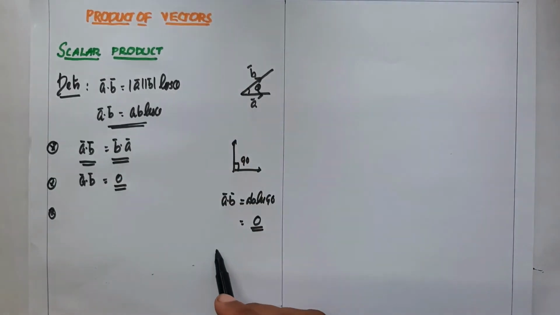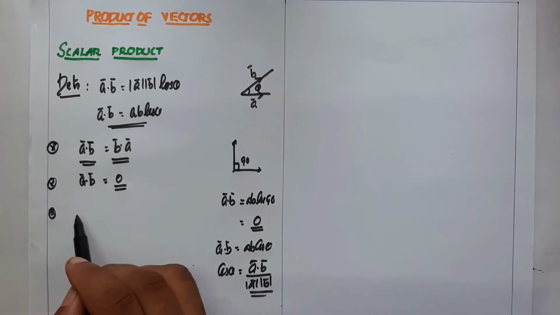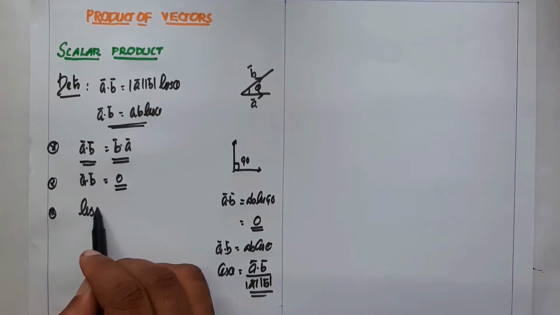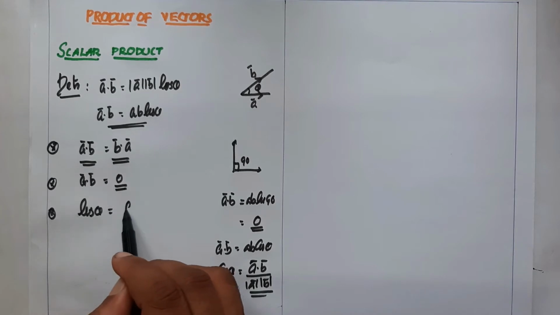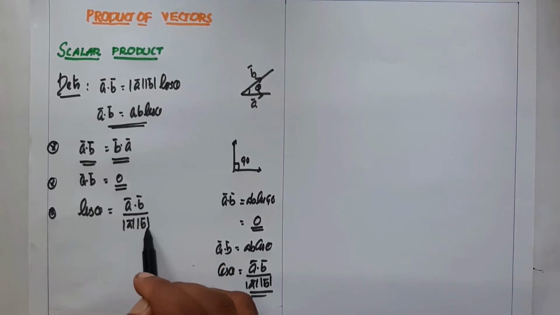Okay. Next is how to find the angle between vector A and vector B. You know A dot B is equal to AB cos theta, and therefore cos theta is equal to A dot B divided by AB. AB means mod A into mod B. So the angle between vector A and vector B is given by cos theta is equal to A dot B divided by mod A into mod B.